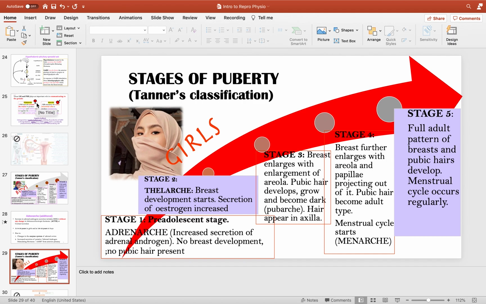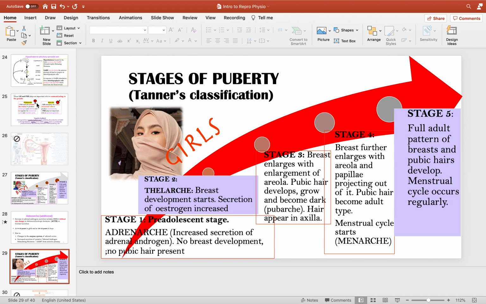Stages of puberty, according to Tanner's classification, for females. At stage 1, the pre-adolescent stage, adrenarche also happens, with increased secretion of adrenal androgen, and at this time no breast develops and no pubic hair is present. And stage 2, thelarche, breast development starts and secretion of estrogen increases.